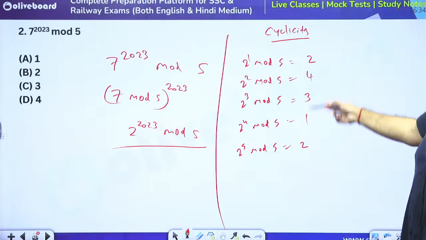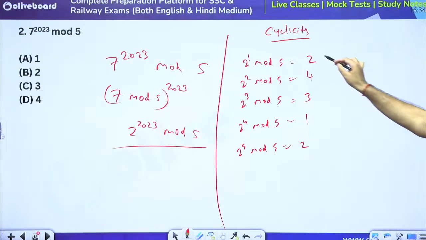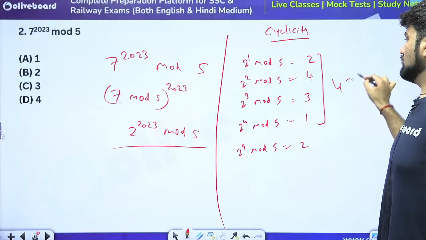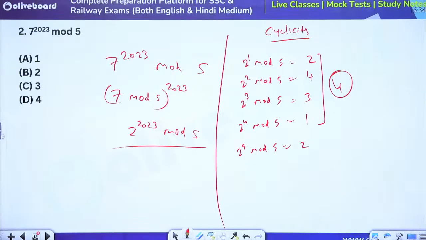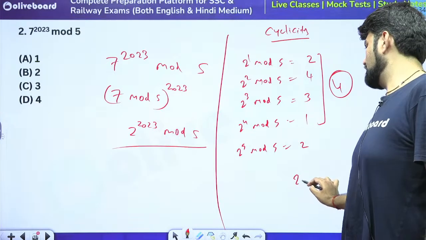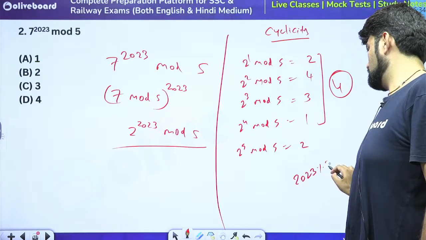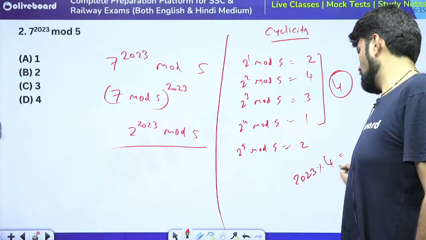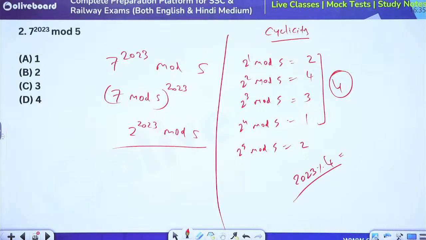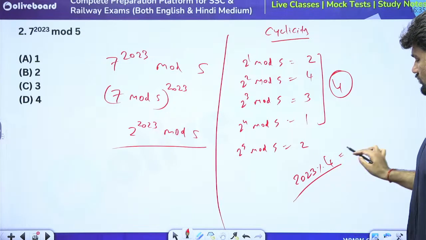So now I know that this is going to repeat. So again, cyclicity is how much? 4. Cool. Now divide 2023 by 4, but take the modulo division basically. So what is the remainder which is being left? So 2020 I think will be divisible by 4. Don't you think? So 3 is the remainder.